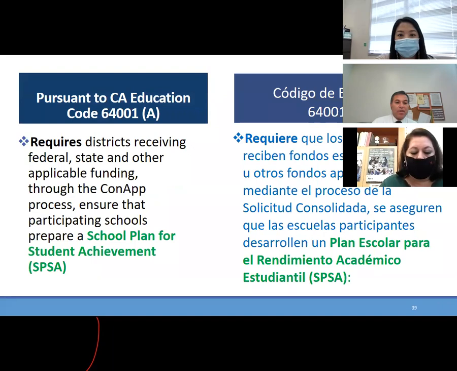So it also helps out with the School Plan for Student Achievement, the SPSA, making sure that our program funds are being spent correctly, and also to make sure that we are following the rules.